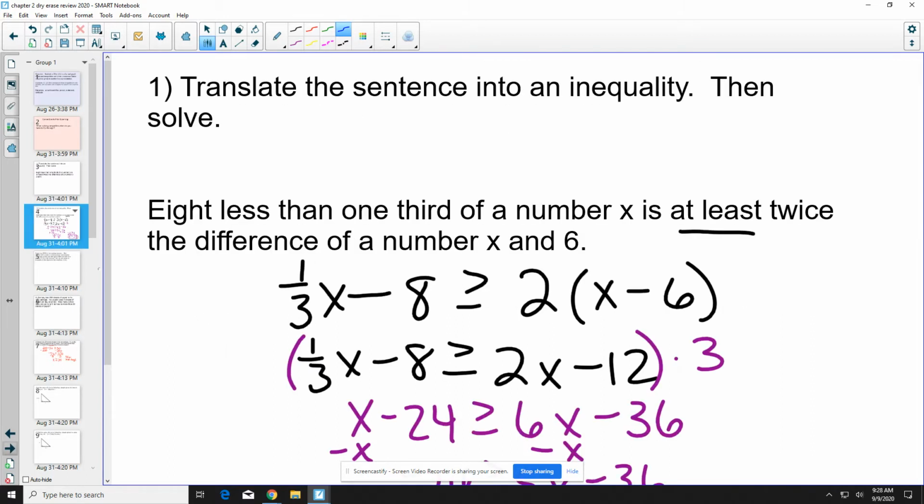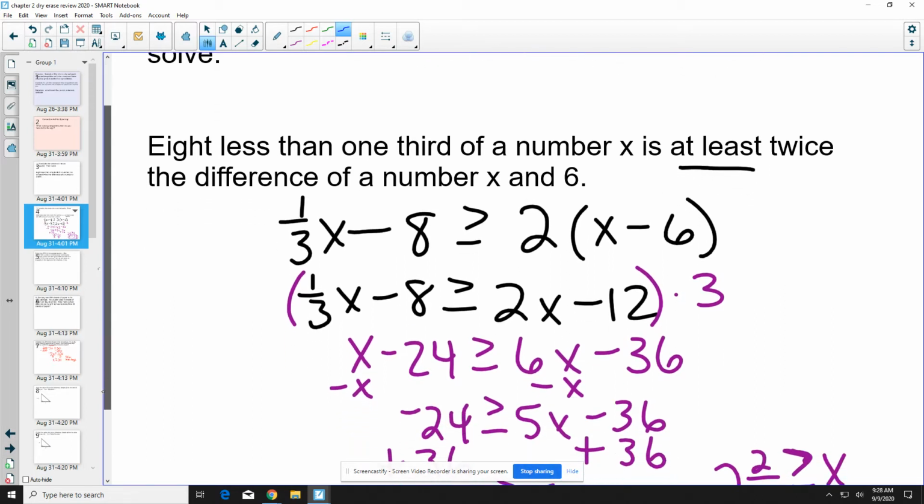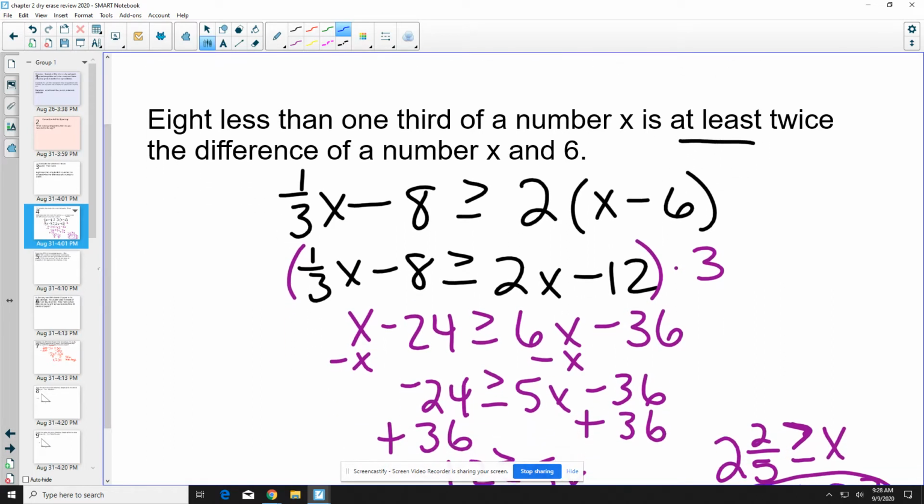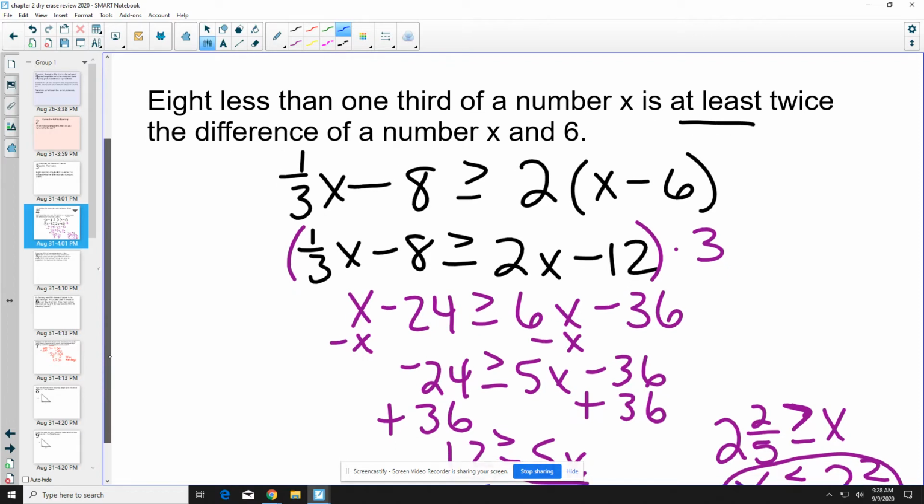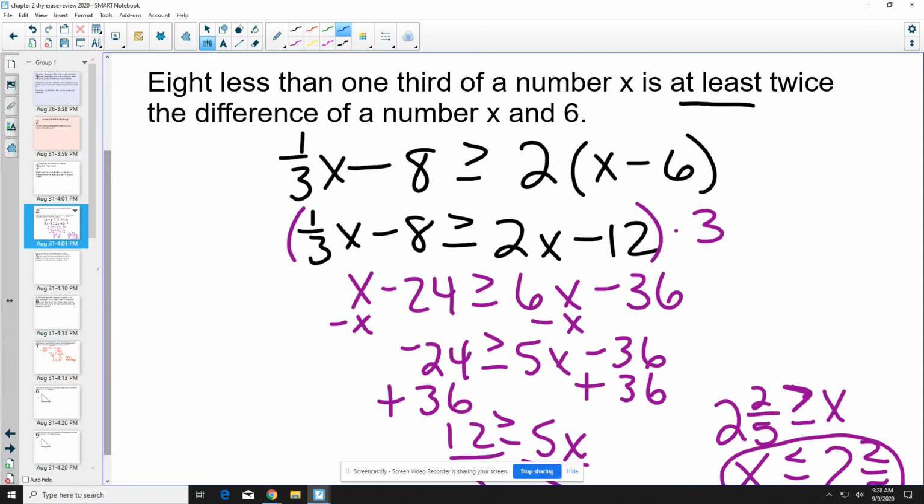All right, let's see how we did. So less than needs to subtract, but if it's 8 less than, that means you're taking away 8. So 1/3 of a number would be 1/3 x, then you're taking away 8. It says is at least. When it says is at least, that means that's the lowest it can be, so it has to be greater than or equal to. So you should have the greater than or equal to sign.